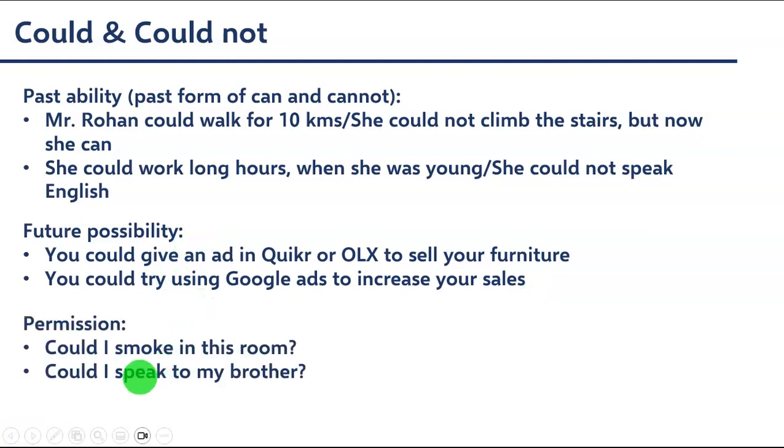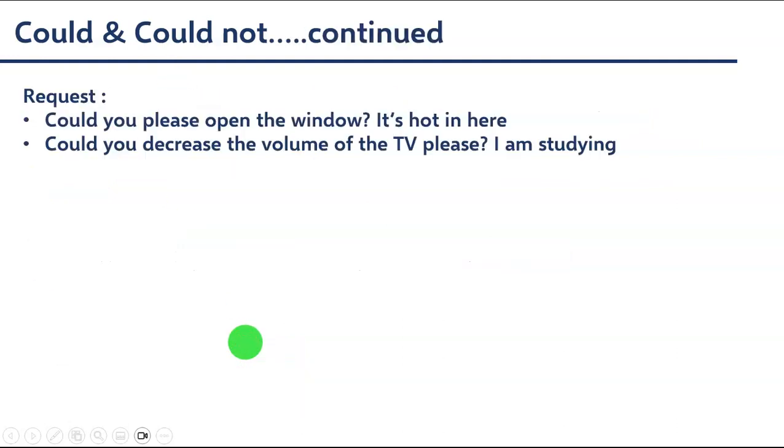Permission. Could I smoke in this room? Could I speak to my brother? So permission is also something which could and could not can be used for. And the last one where you can use could is request. Could you please open the window? It's hot in here. Could you decrease the volume of the TV please? I am studying.